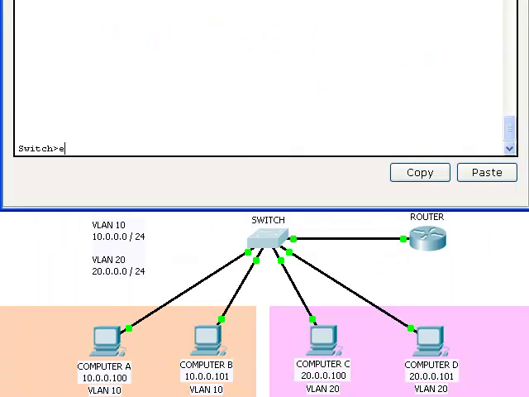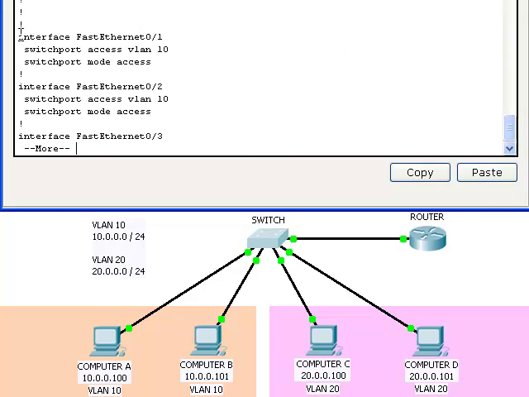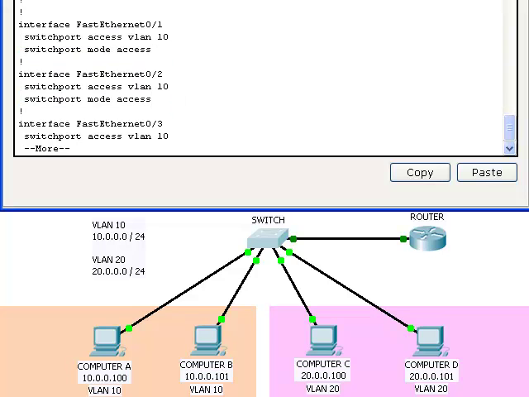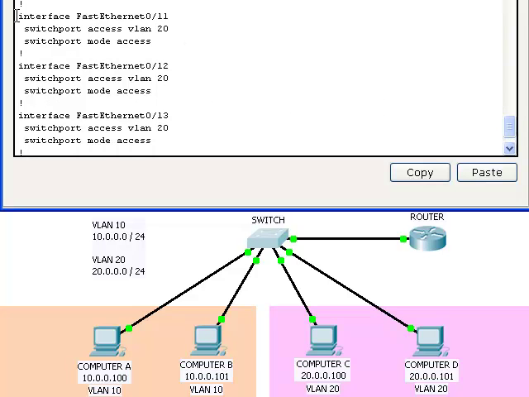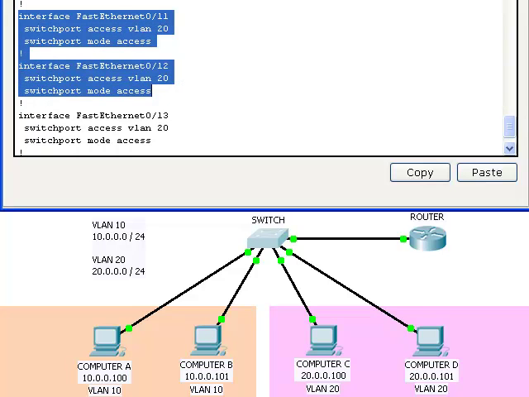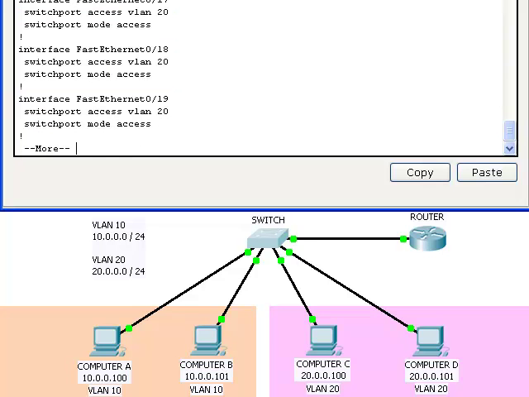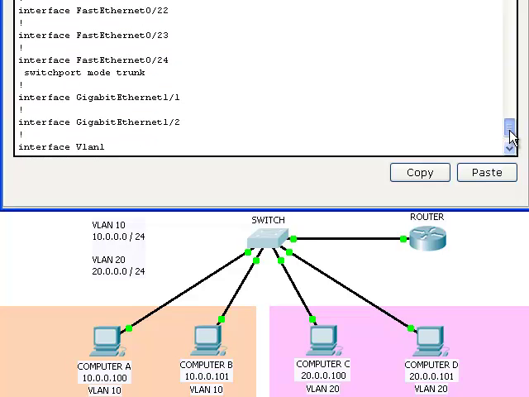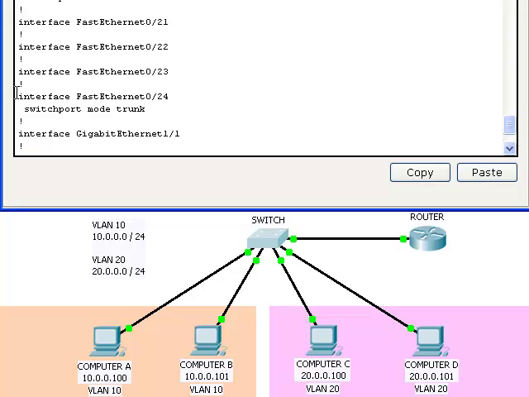This is the terminal window of the switch. The switch had its VLANs configured from the previous video. The interface connected to the router must be configured as a trunk. We will use the switchport mode trunk command.